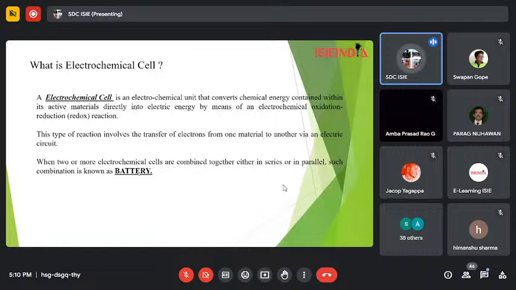When two or more electrochemical cells are combined together, either in series or parallel, such a combination is known as a battery. So when we combine one cell with one or more cells, they can be combined in series or parallel, and they form a battery. A single cell is nothing but a single unit, and when we combine two or more units in series combination or parallel combination, it is known as a battery.